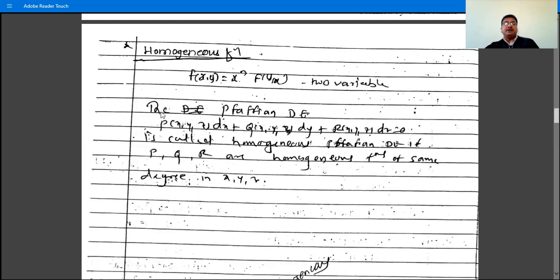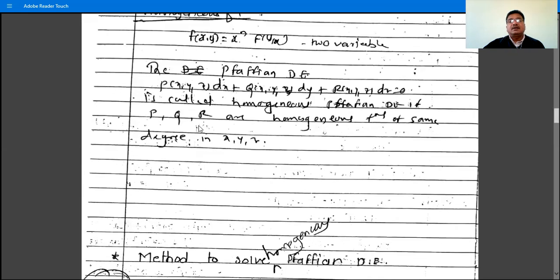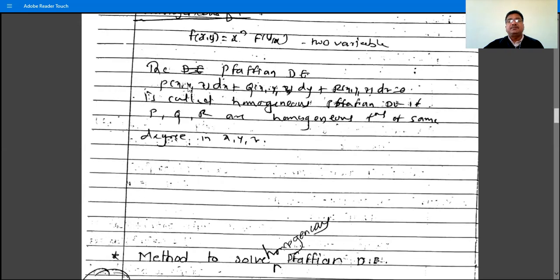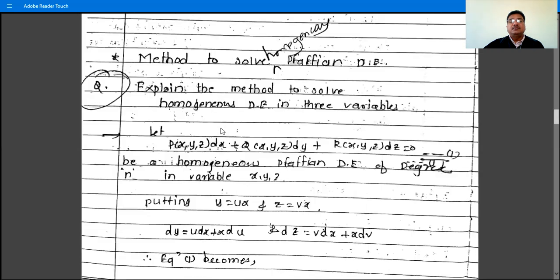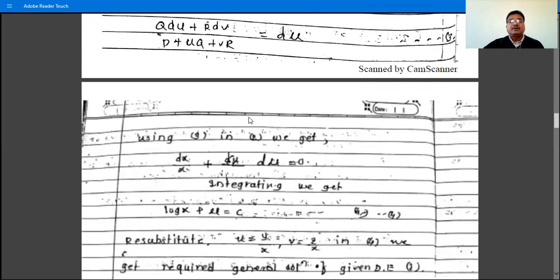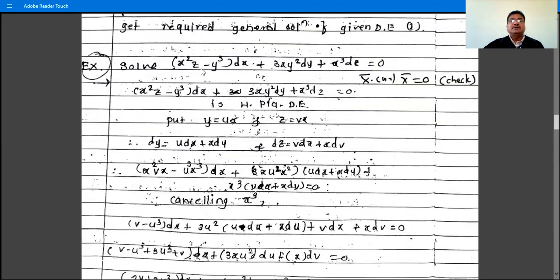When the function P(x,y,z) is a homogeneous function, if the sum of indices or powers of x, y, z in each term is the same, then we say P(x,y,z) is a homogeneous function of that degree. Suppose the example of a homogeneous function is x square z minus y cube. So this x square z minus y cube is a homogeneous function of degree 3 in x, y, z.